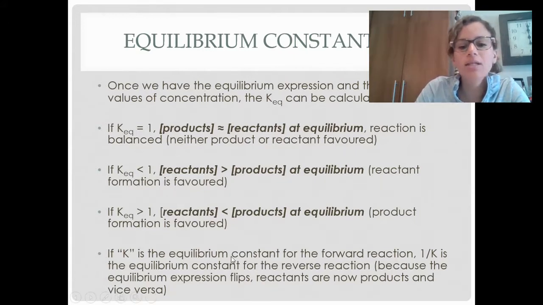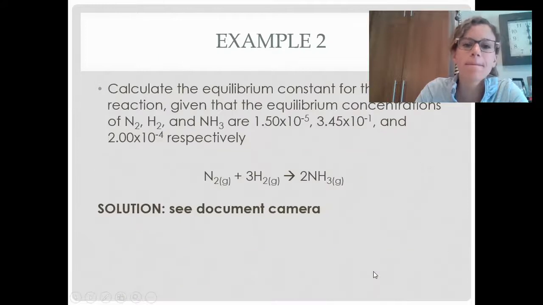Okay, so if K is the equilibrium constant for the forward reaction, then 1 over K is the equilibrium constant for the reverse reaction. You just simply flip it. And this is example number 2: calculate KEQ, the equilibrium constant, for the following reaction, given the equilibrium concentrations of all of these in the chemical equation. So just watch the next video for that example.